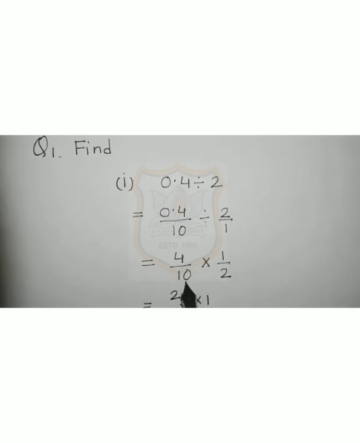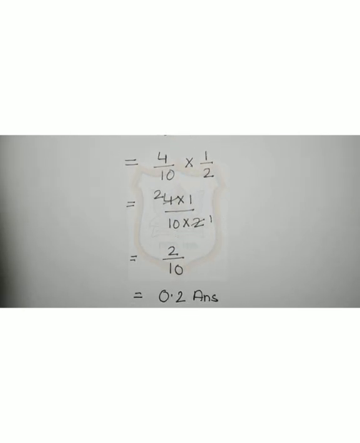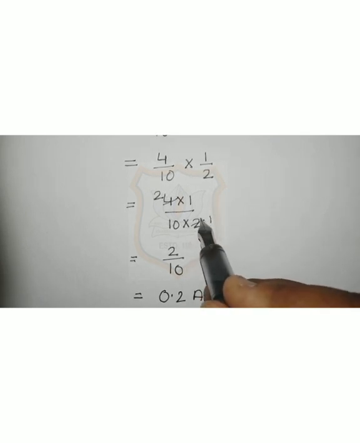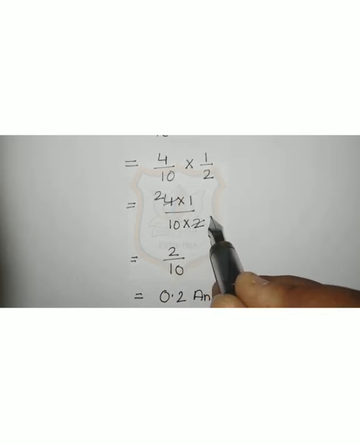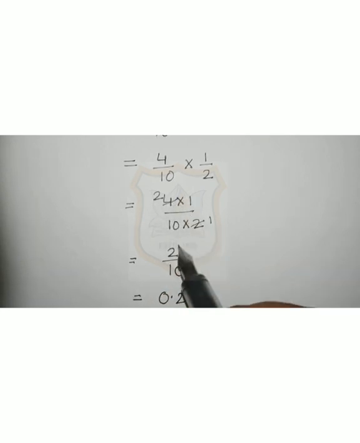Now 4 upon 10 multiplied by 1 upon 2. Now according to the formula, numerator is multiplied by numerator and denominator is multiplied by denominator. So 4 into 1 upon 10 into 2. Now I will cancel this 2 and 4 by 2. 2 ones are 2 and 2 twos are 4. Now our answer is 2 upon 10.